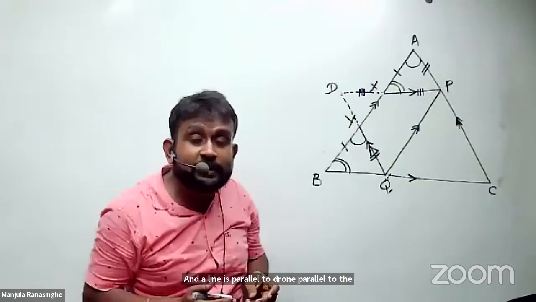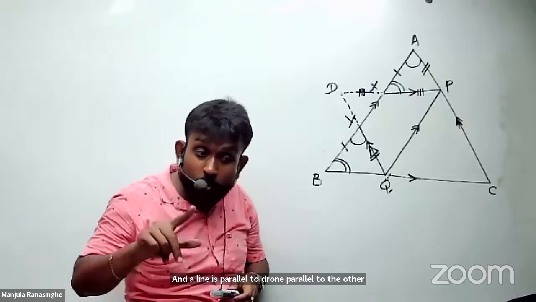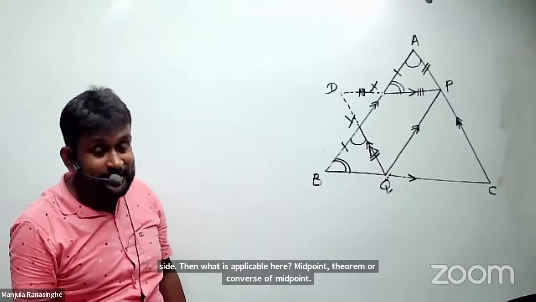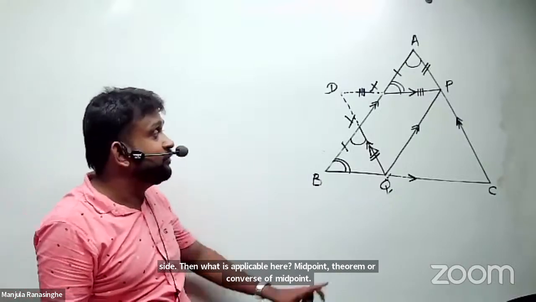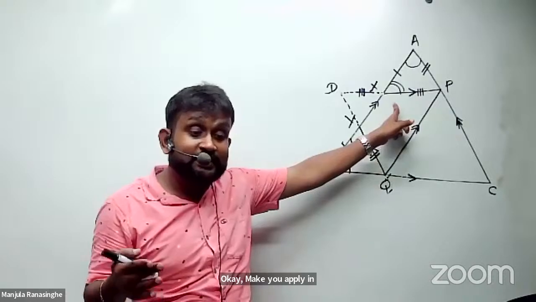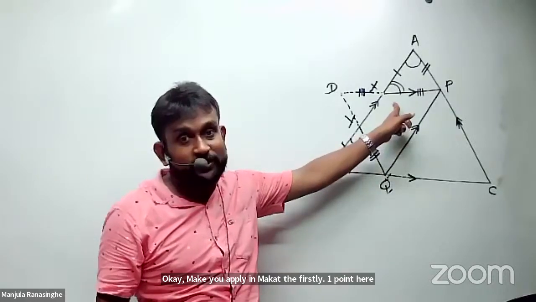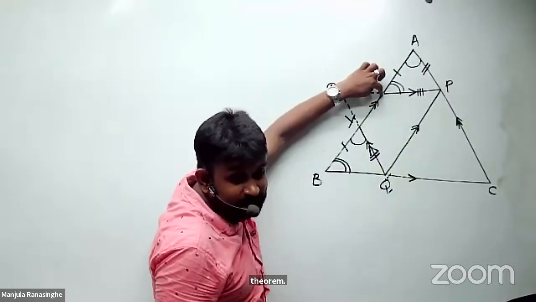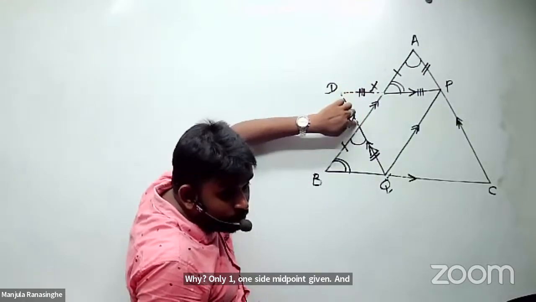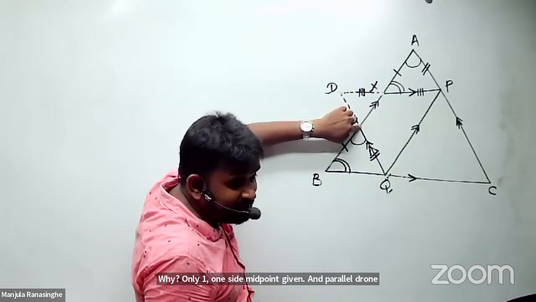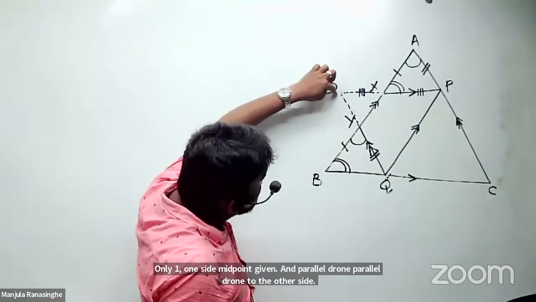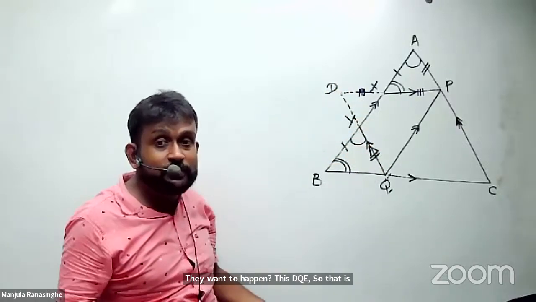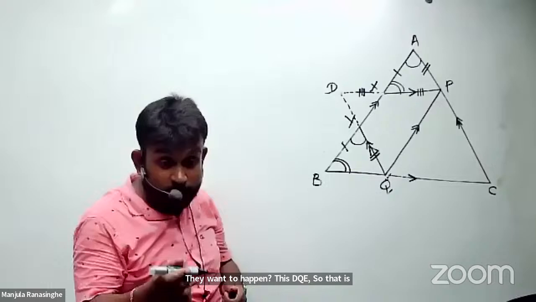Then what is applicable here? Midpoint theorem or converse of midpoint theorem? What is the answer? Midpoint theorem or converse of it? It's the converse of the midpoint theorem. Why? Only one side midpoint is given and a line is drawn parallel to the other side. Then what happened? This DQ is bisected. So that is the outcome of the converse of the midpoint theorem.